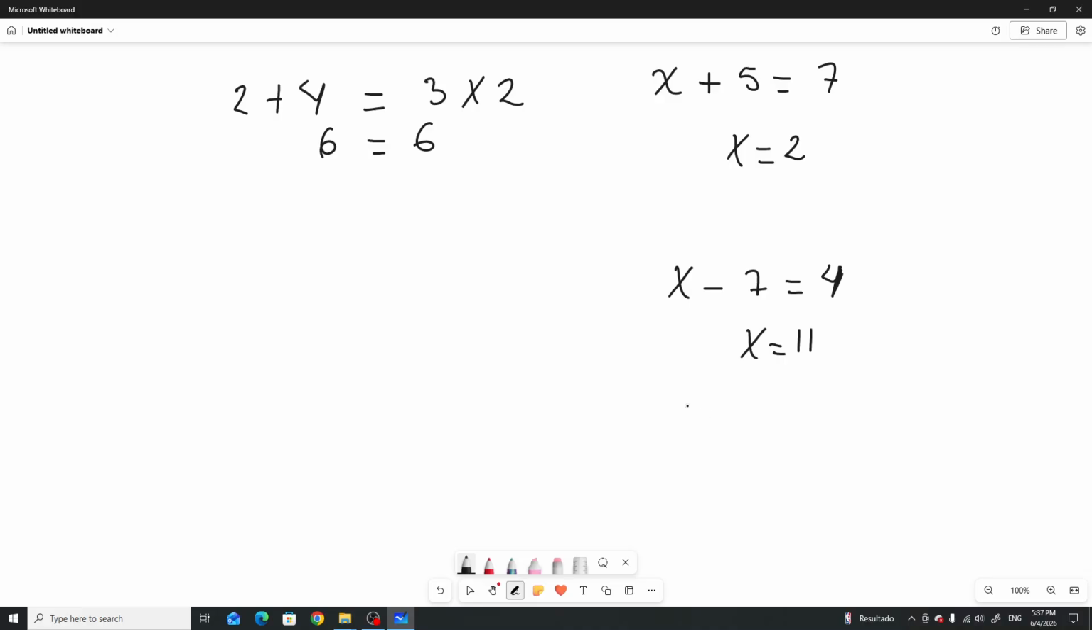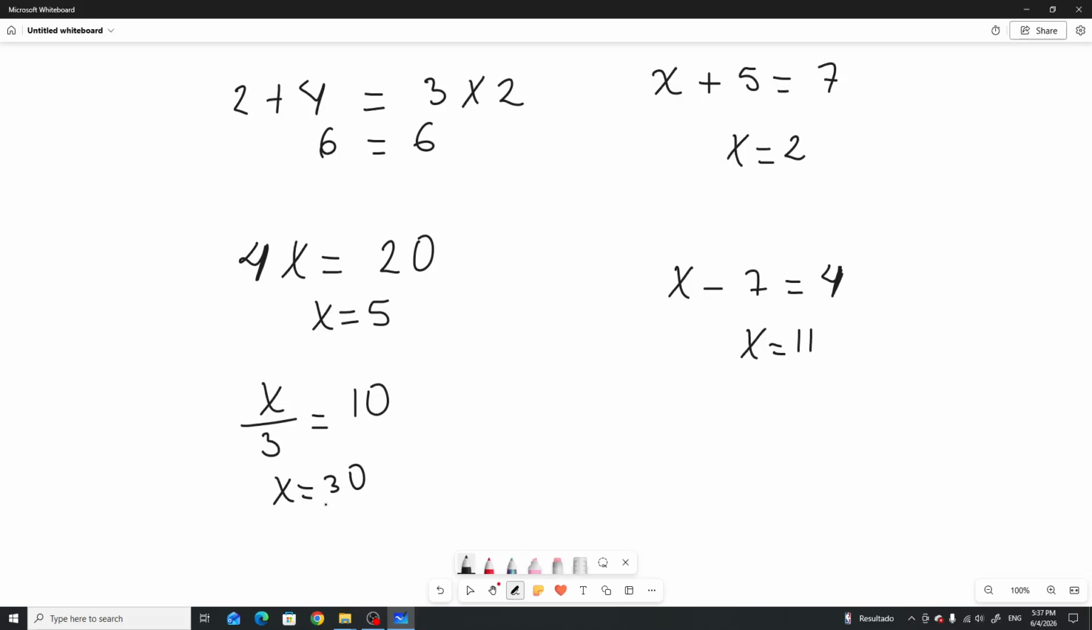Okay, now if you see something like 4x equals 20, that's a multiplication. It means 4 times a number that gives me 20. So what number multiplied by 4? If you know the multiplication facts, that number is 5. Okay, let me give you a division problem. Now, a number divided by 3 equals 10. That number is 30. If you take 30 and divide it by 3, it gives me 10.